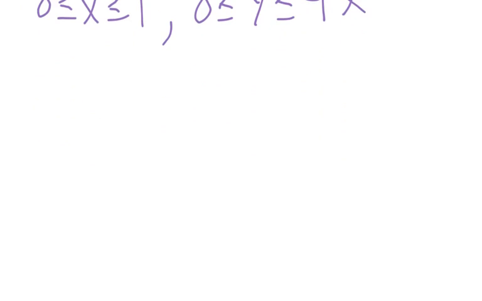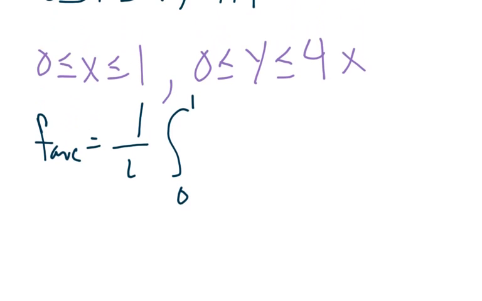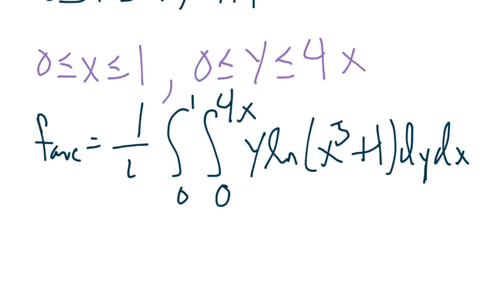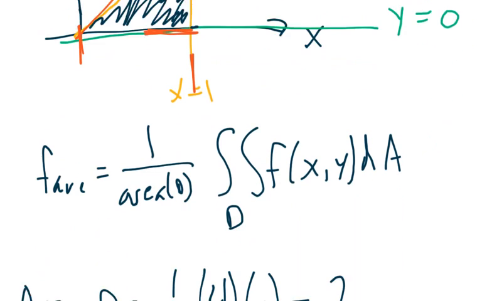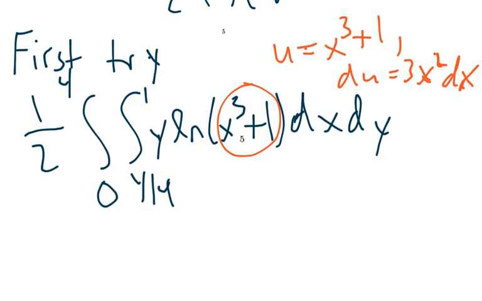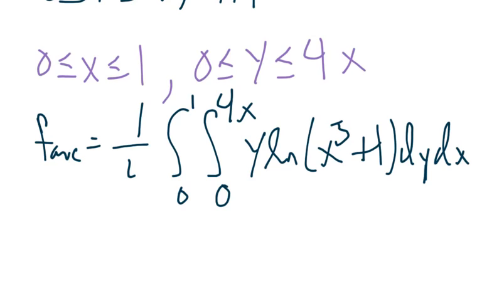And our integral is going to look like f_av is 1/2, and now we're going to have the numbers on the outside, 0 to 1, and 0 to 4x here, and I have y ln(x³ + 1), this doesn't change, but now I'm doing dy dx. So if you see, we're doing dy dx here, and here we had dx dy, so we're doing different integrals. Same number.